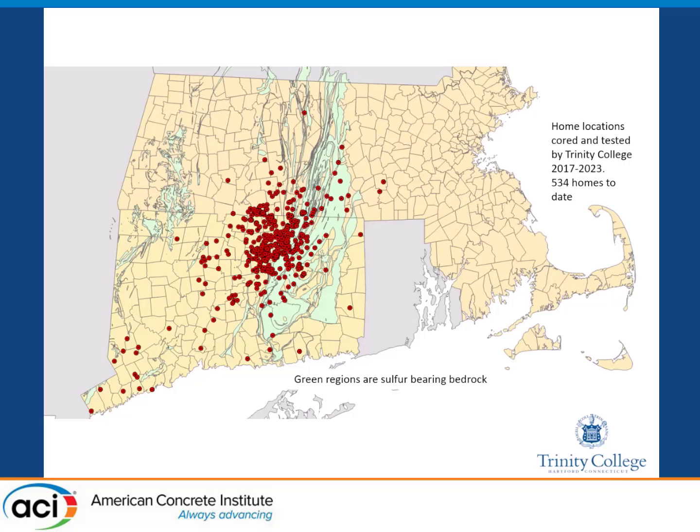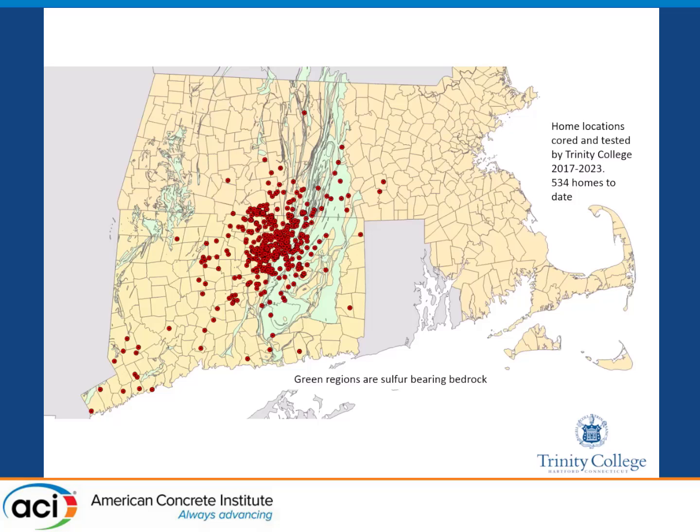So this is a map of all the 534 homes that we have tested for pyrrhotite in foundations to date across both Connecticut and Massachusetts. This has resulted in about 1,100 concrete samples, because we test at least 2 cores per home, and some we get a few more.